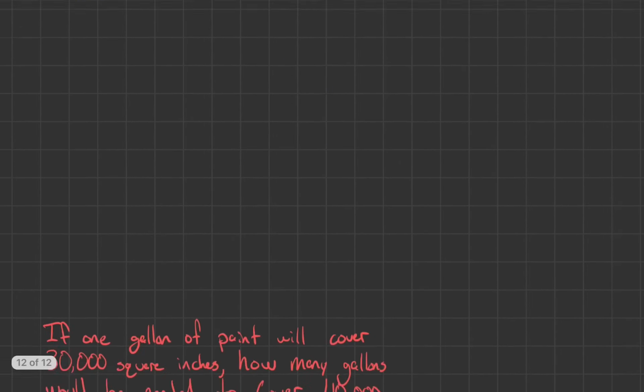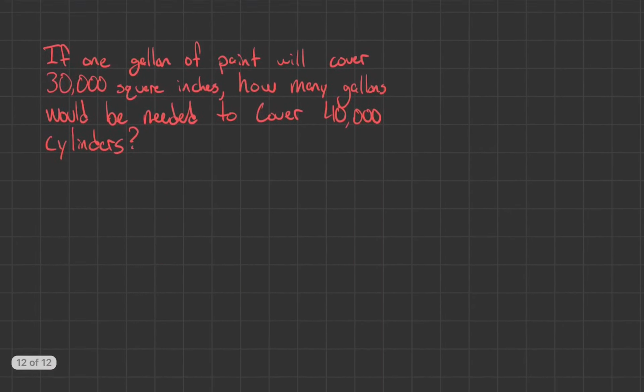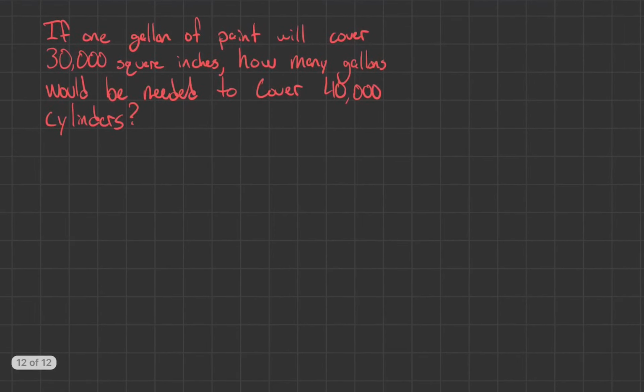Okay. Then what if we wanted to paint them? So we know that 1 gallon of paint can cover 30,000 square inches. Okay. So how many gallons would be needed to cover 40,000 cylinders? So we've made 40,000 cylinders and we've got to paint all of them. I'm going to the store. How many gallons of paint should I buy?